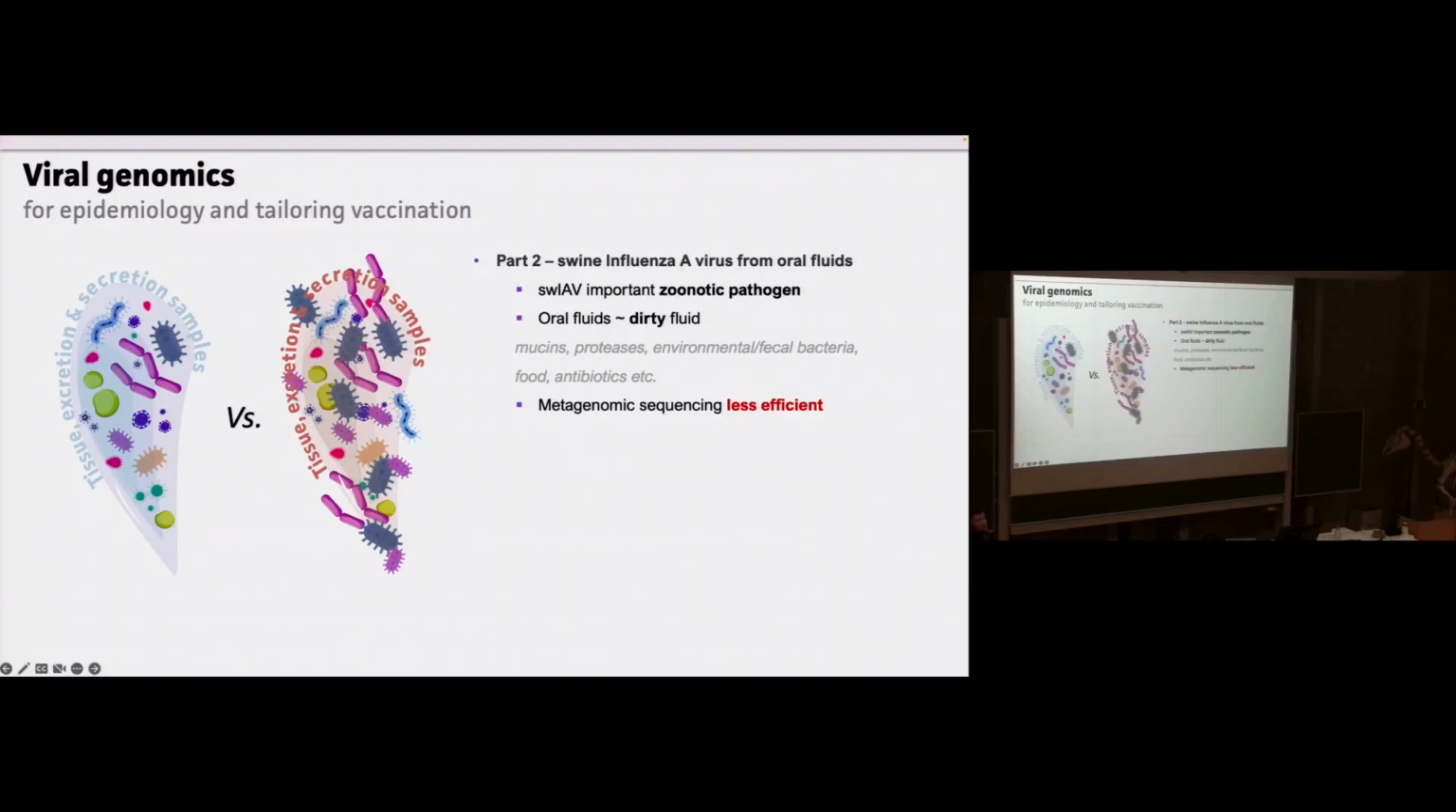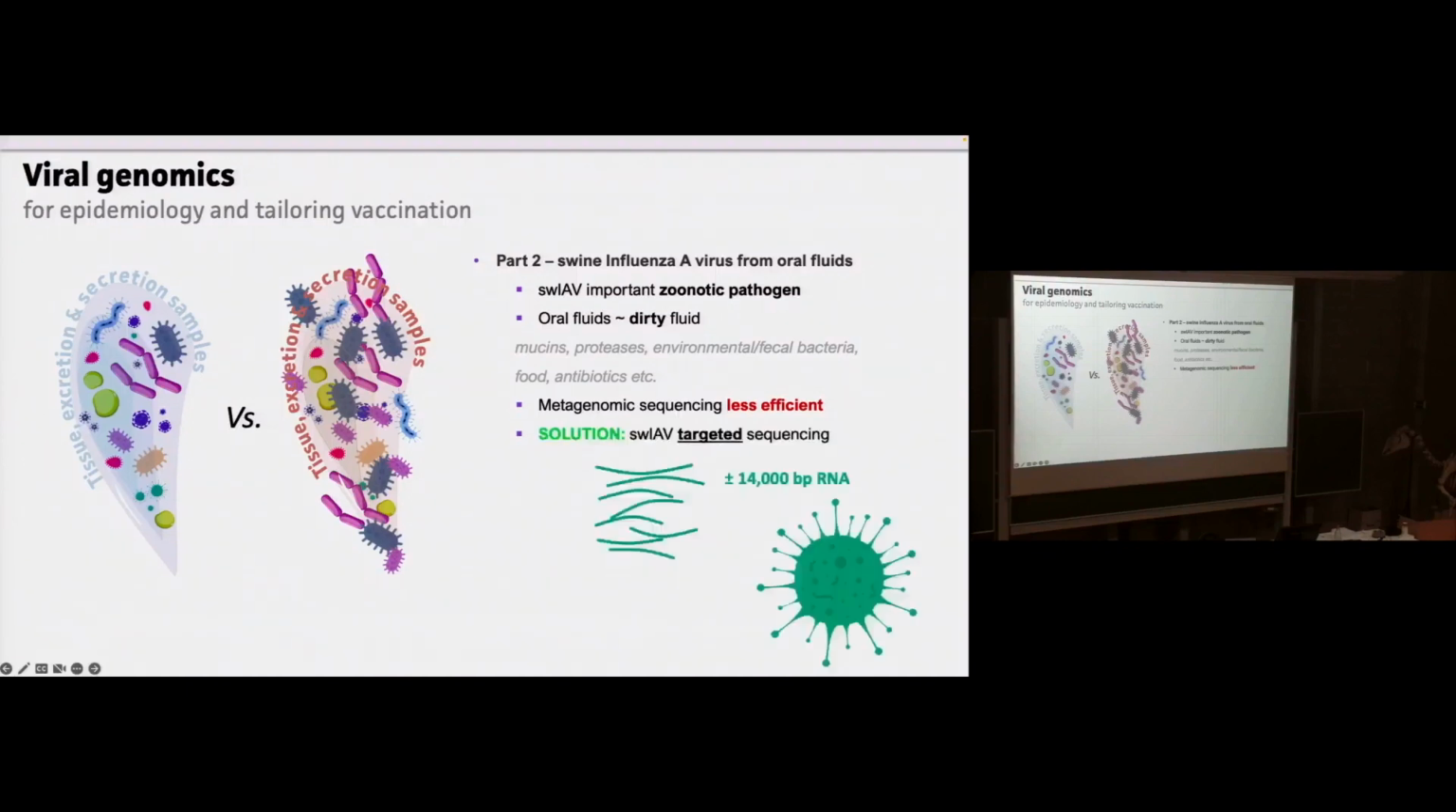So there's not only pig material, but there's also fecal material, mucins, proteases, even food, antibiotics. So it's dirty. It's extremely dirty, the sample. So metagenomic sequencing is less efficient. We can't get the information that we want. However, there's a solution. We can target the virus that we're interested in.